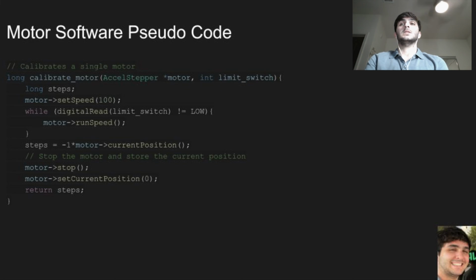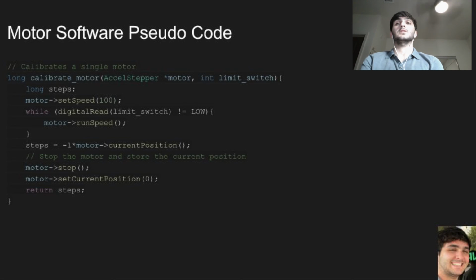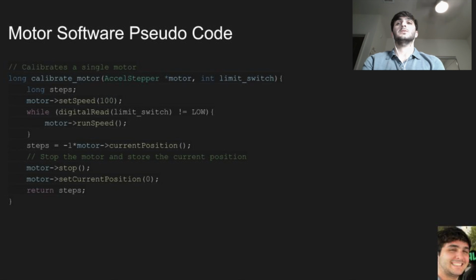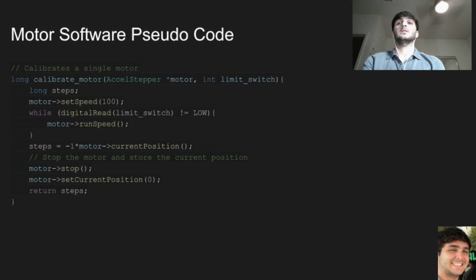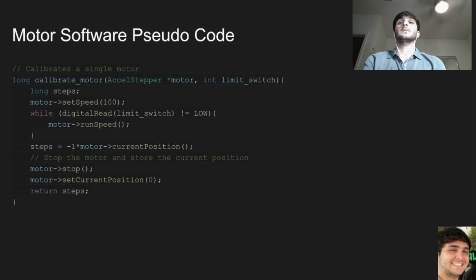Now, I will review some of the important functions that were used in the making of the pin transfer robot. First, we have the calibrate motor function. This function works by having a single motor take steps towards its limit switch, and when the limit switch is hit, a few things happen. First, the number of steps taken to reach the limit switch from its initial position is saved. Then, the motor is stopped and the current position is set to 0.